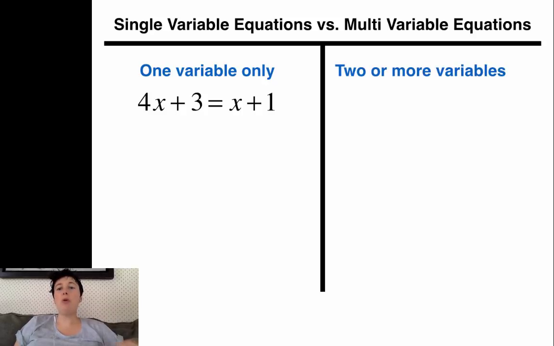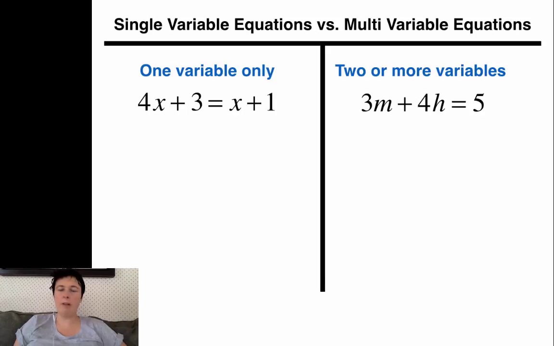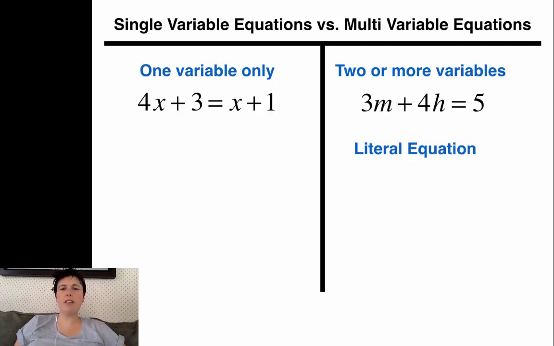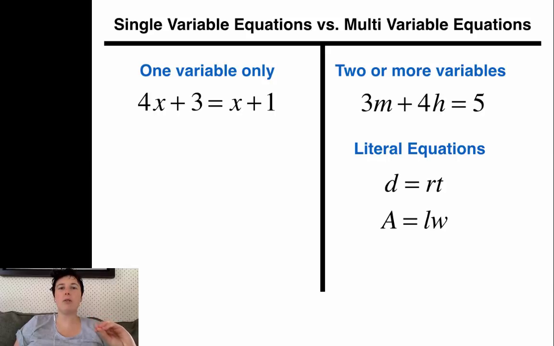Multivariable is when you have 2 or more variables. So it might be like you have an x and a y, or it could be like you have an x, a y, and a z. You could have a lot of different variables. So 2 or more variables is considered multi. And here's an example. I made this one up too. 3m plus 4h equals 5. That's multivariable. There's m's and h's. Another thing about multivariable is sometimes we call them literal. Literal equations are multivariables that have meaning to them. They're usually like formulas. So like distance equals rate times time, or area equals length times width. Those are literal equations. They have lots of variables, and the variables mean something.